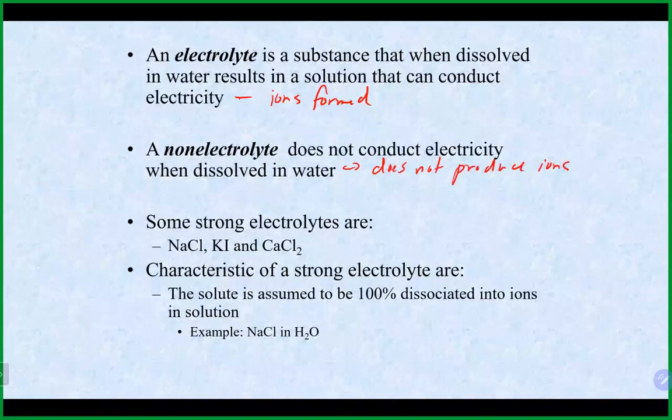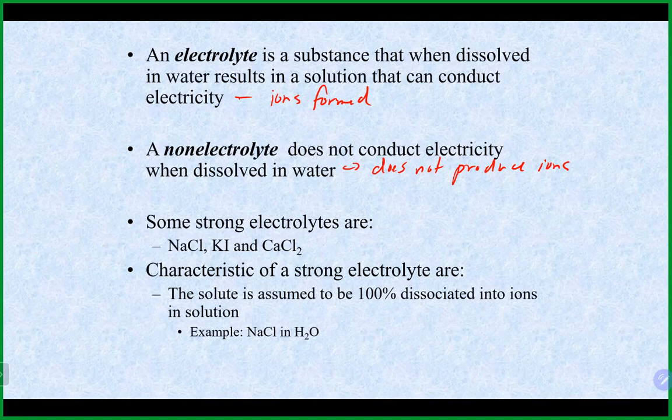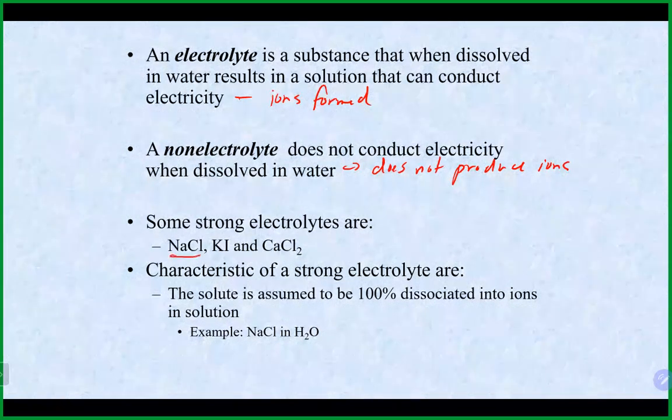So there are a couple of different types of electrolytes. There is a strong electrolyte, and a strong electrolyte will 100% break apart in solution into ions. So there's no whole unit still together. These are some examples. A lot of ionic compounds are strong electrolytes, like sodium chloride, potassium iodide, calcium chloride in this case.